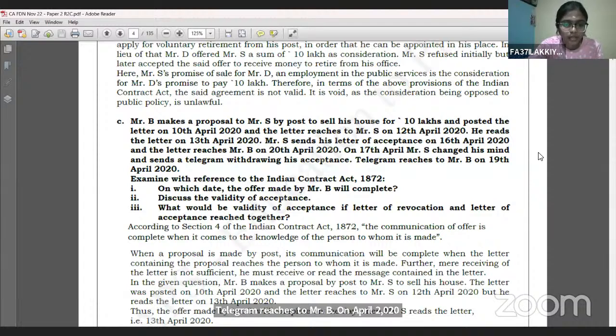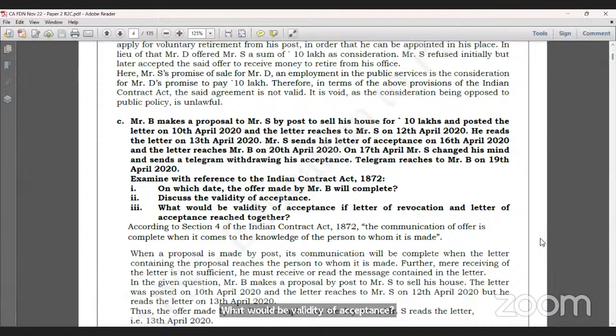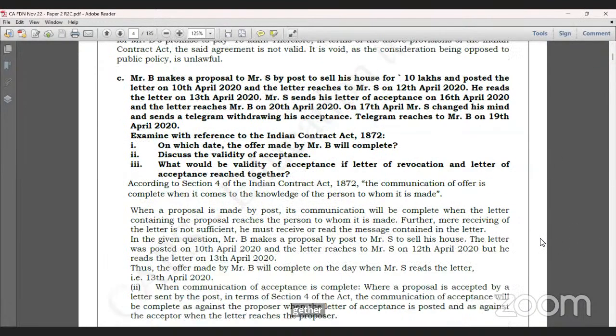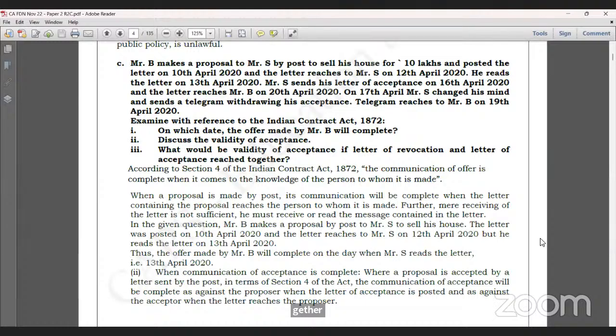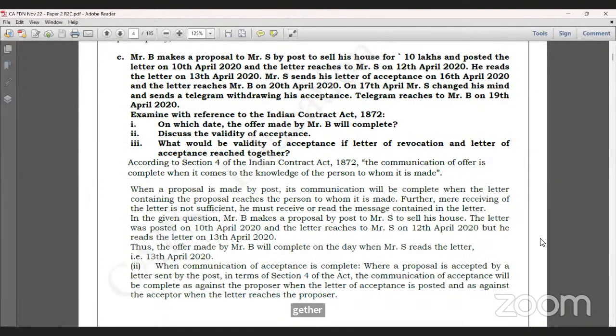Examined with reference to the Indian Contract Act 1872, on which date will the offer made by Mr. B be complete? Discuss the validity of acceptance. What would be the validity of acceptance if the letter of revocation and the letter of acceptance reach together? Okay, now they've asked you 3 parts to this question. So whenever you have these types of cases or questions, you'll have to read them very carefully.